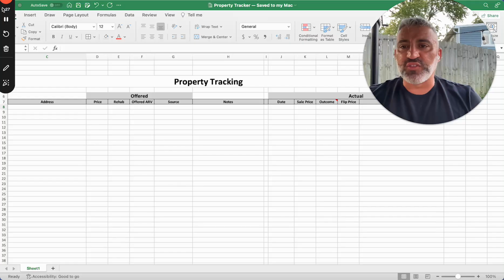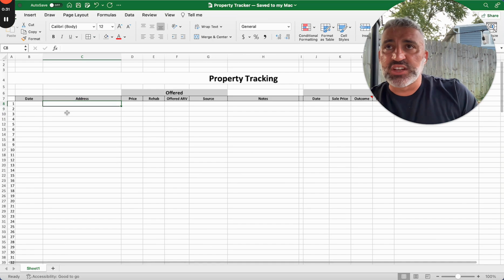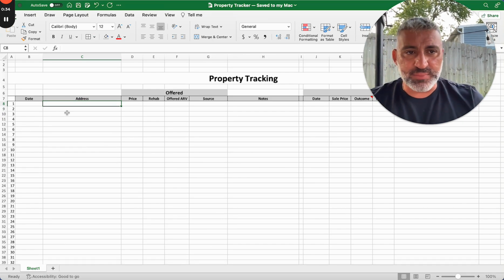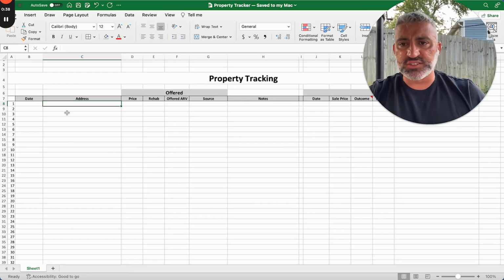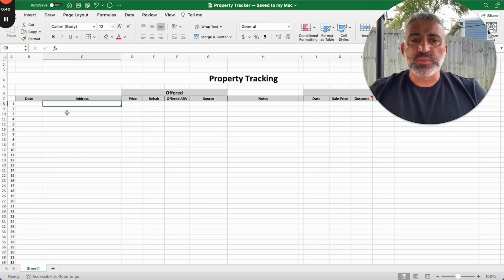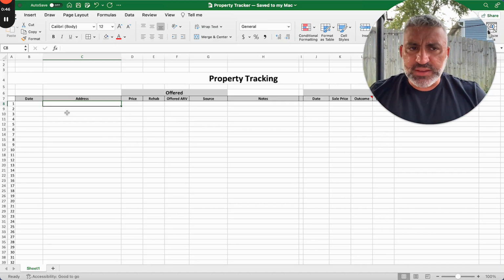Now, you're going to get offered a lot of properties. You're going to look at a lot of deals. And it's going to be kind of easy to just forget about them. But this is something I want you to take very seriously and keep track of. I want you to keep track of all of the properties that you're offered and what the outcome is. So, what does this mean? How do we use it?